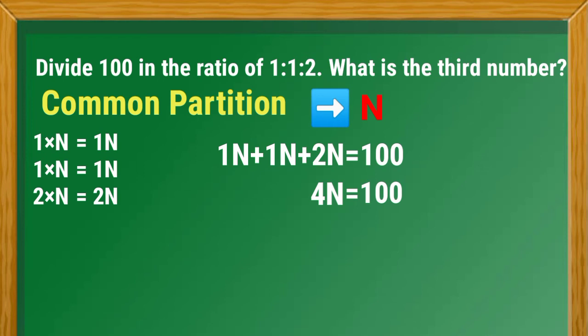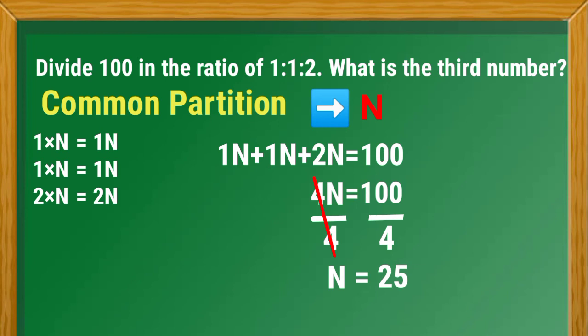What will you do here? Your goal is to find the value of n. So be sure the number 4 beside n will be removed. But you cannot easily take it away. So what will you do? You are going to divide 4n by 4. What you did to 4n will also be done to 100. 4n divided by 4 equals 1n, or n. So 100 divided by 4 is 25. So the value of n here is 25.